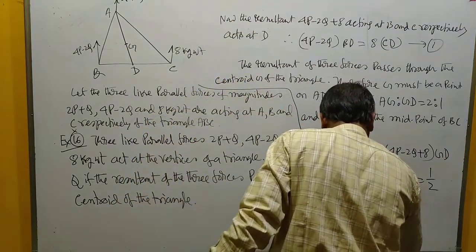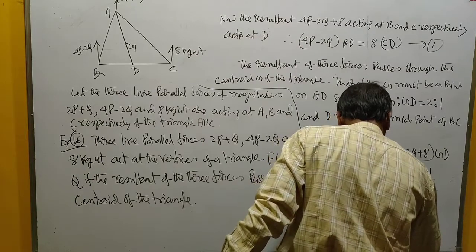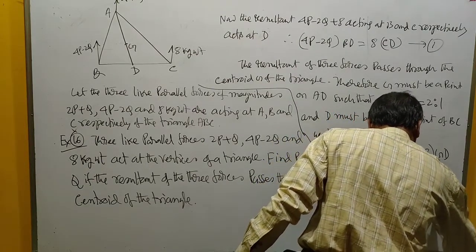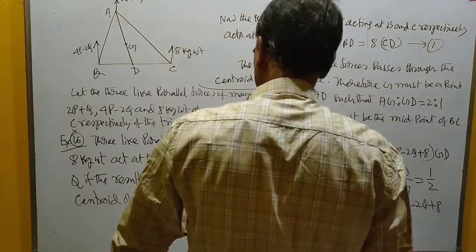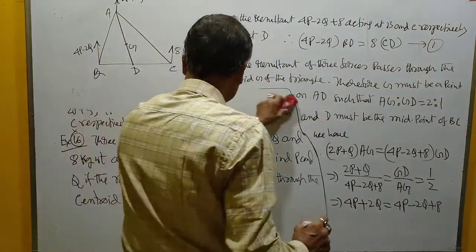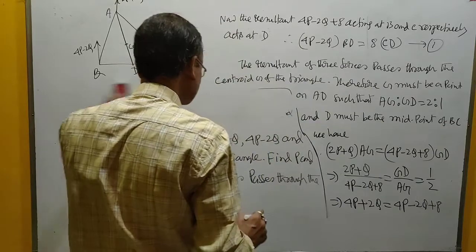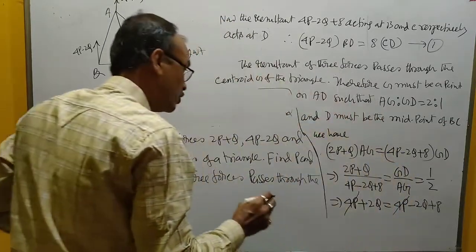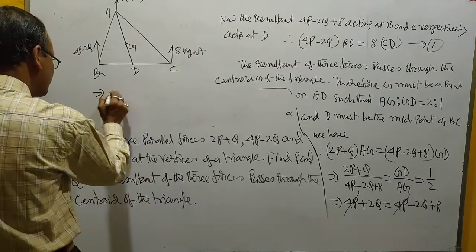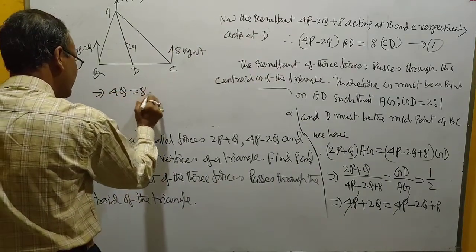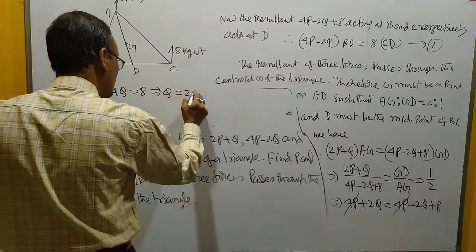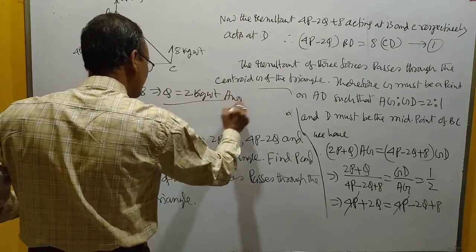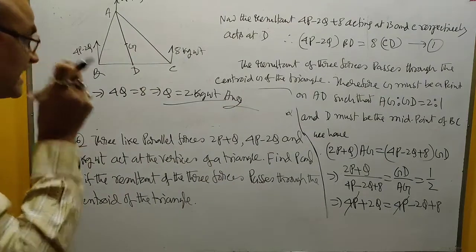This means 4P plus twice Q equal to 4P minus twice Q plus 8. This means 4P will be cancelled. 4Q is equal to 8. This means Q equal to 2 kilogram weight. This is one answer.